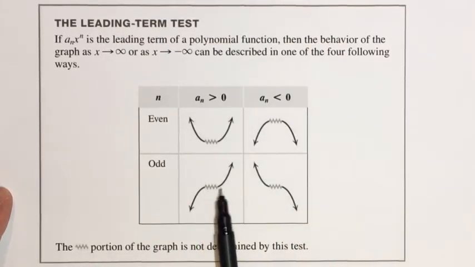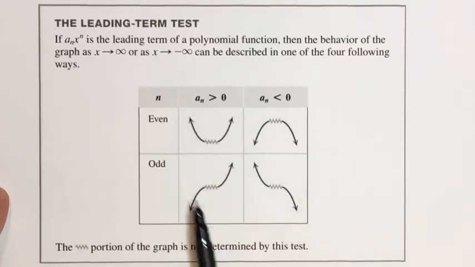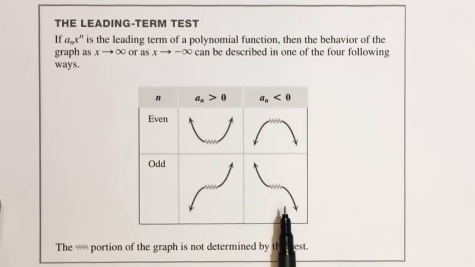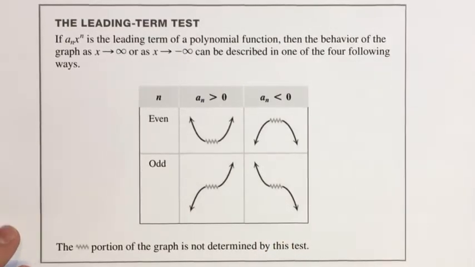And so again, the part in the middle, we just put some squiggle marks there because this test does not help us determine what's happening in the middle. It just helps us determine what's happening on the ends.